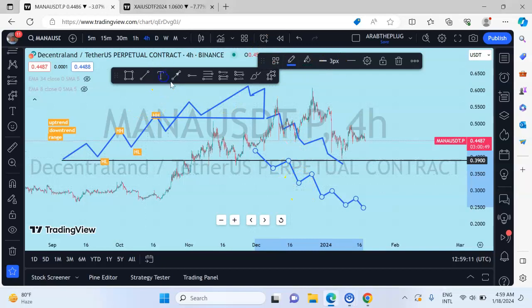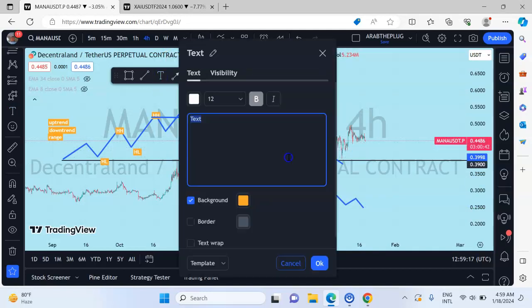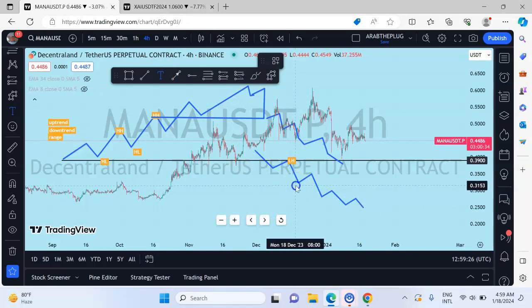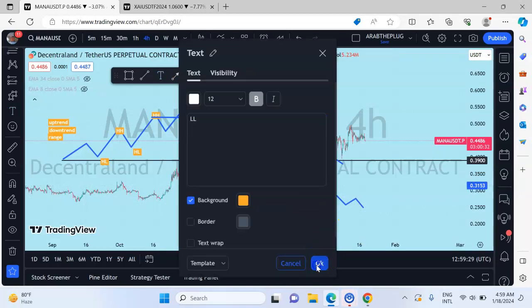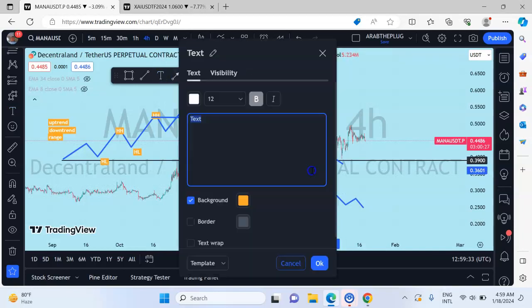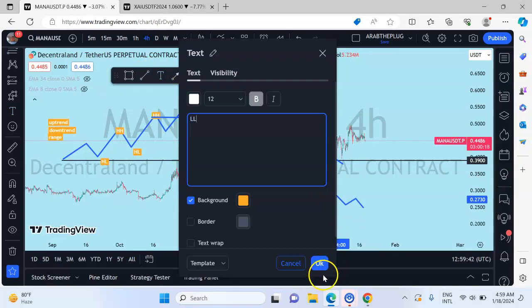So let me just label it for you. This is a lower high. This is a lower high, and this particular point is a lower low. This point again is a lower high, and I'll explain soonest. This point again is a lower low, and that's how it continues.